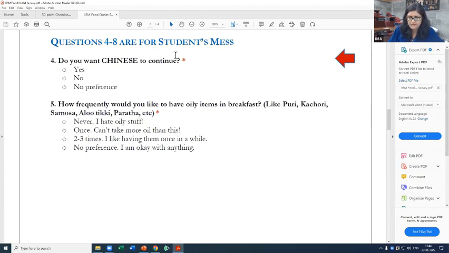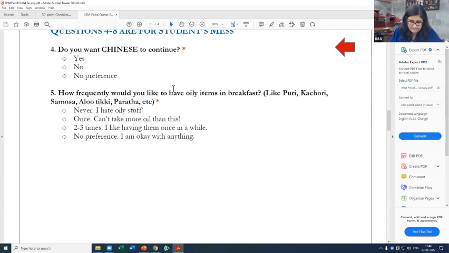Do you want Chinese to continue? Chinese what? Chinese newspaper to continue, Chinese what to continue, Chinese person to continue. You haven't specified that do you want Chinese food to continue? And why is this question even being asked?